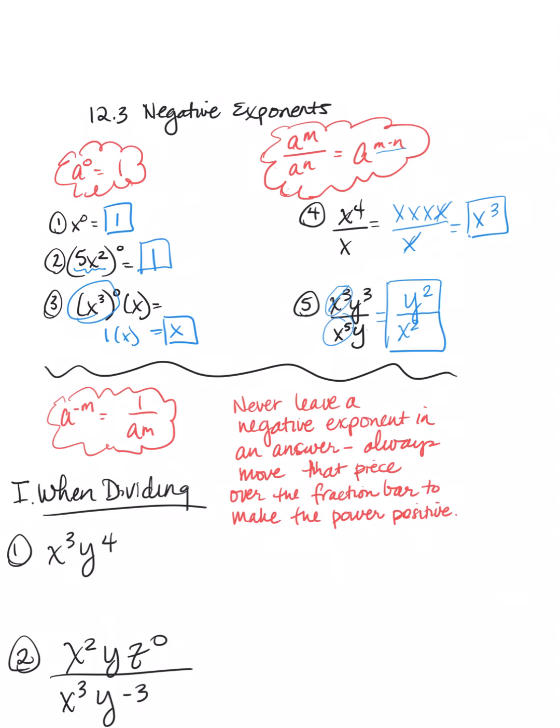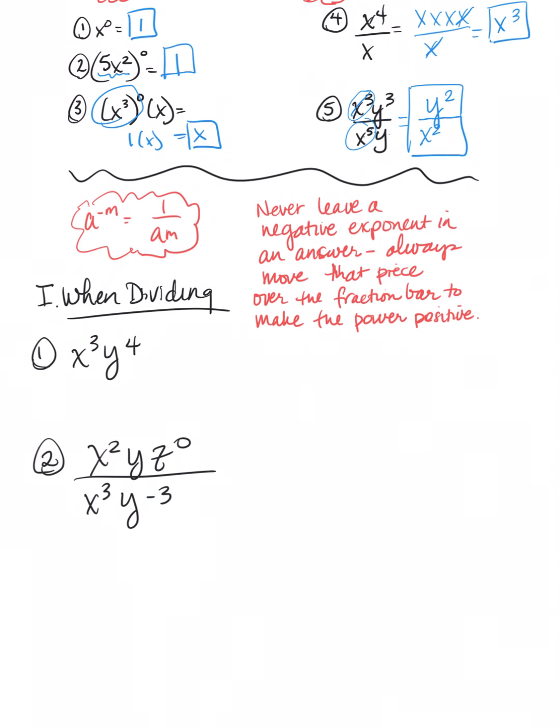So let's consider this. What about negative exponents? Anything to the negative power, really it's about the placement of that value. If it's a negative exponent, then you put it underneath the fraction bar and it will become positive, and then vice versa. It's about placement. And so make yourself a little note here that you never ever want to leave a negative exponent in an answer. You always want to move that piece over the fraction bar to make the power positive.